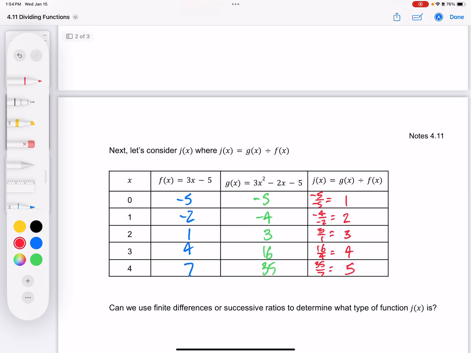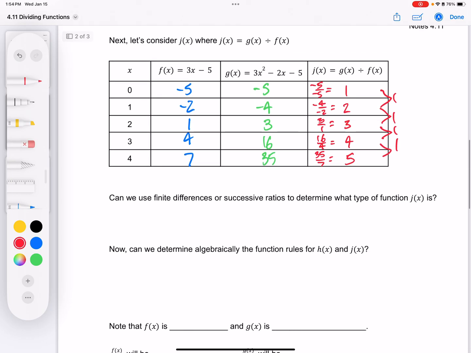Okay? Finite differences, this one should jump right out at you. Each time I go up 1, I've got my finite difference is 1, and it's linear. All right? Can we determine algebraically the function rules for h of x and j of x? All right?